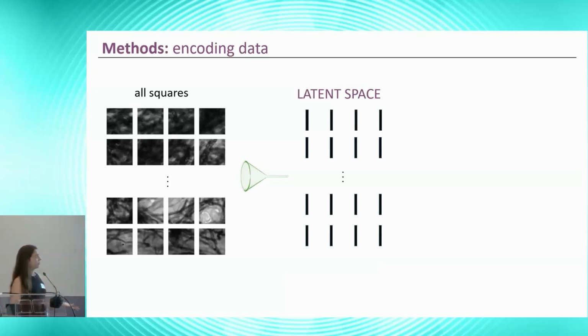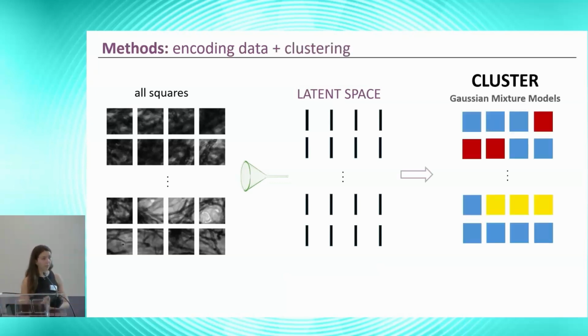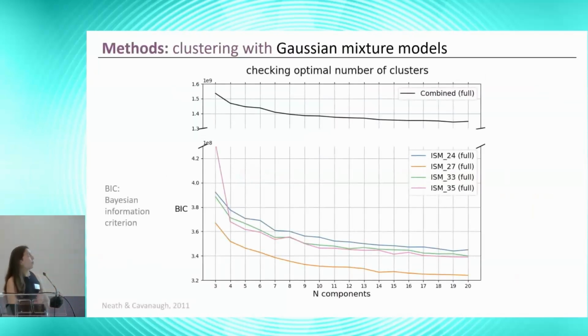And now that we have these features, we can go on to cluster them. We use Gaussian mixture models. And when clustering, the question comes up of how many clusters to pick. When checking for the optimal number of clusters, what we find basically is the more the better. I also tried to cluster data from individual animals, like the top rows in color, as well as combining data from different animals, but there is not really a clear optimum. So today I will show you results for 10 clusters.